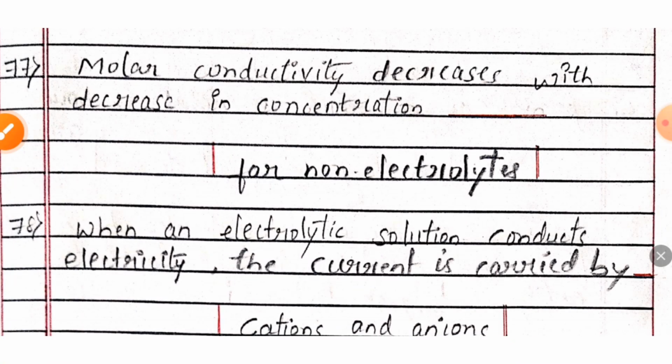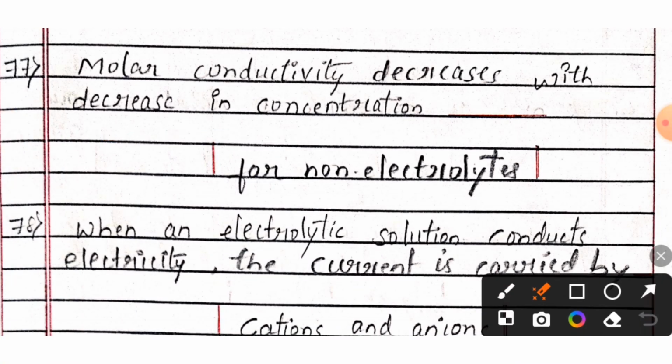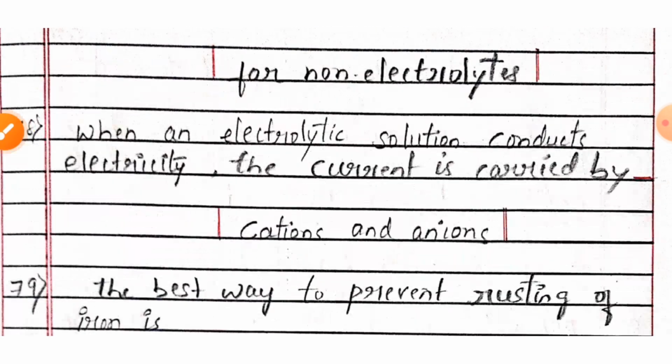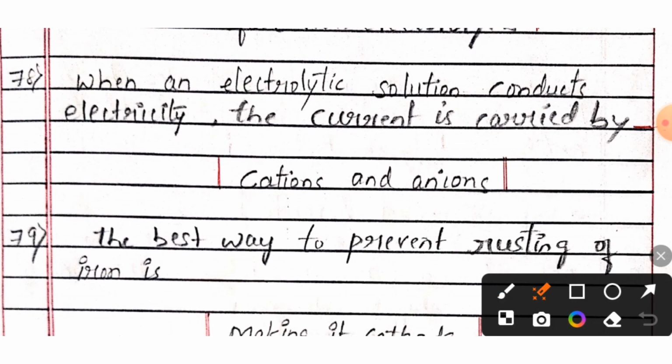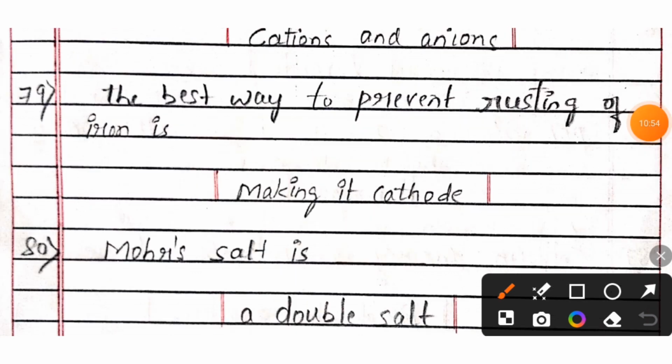Molar conductivity decreases with decrease in concentration for non-electrolytes. When an electrolytic solution conducts electricity, the current is carried by cations and anions. The best way to prevent rusting of iron is making it cathode. Morse salt is a double salt.